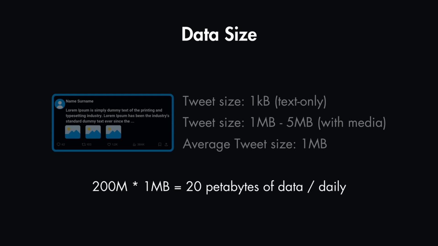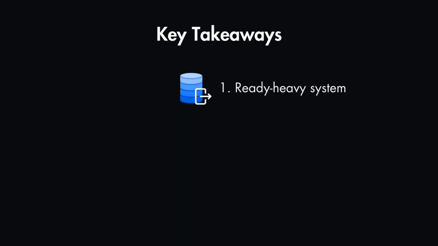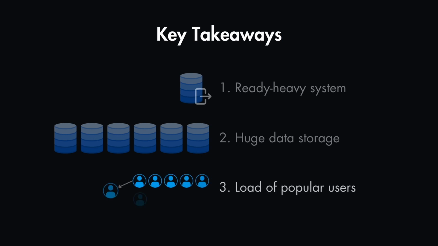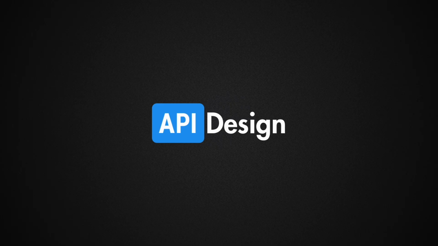And some key takeaways that we can get from here is that this is clearly a read-heavy system, meaning we should optimize for efficient reads. And the data storage requirements are very large, so we need to consider scalable storage options. And also, handling the load of popular users with millions of followers will present a unique challenge on its own. And with this, we can move on to the API design of our system.